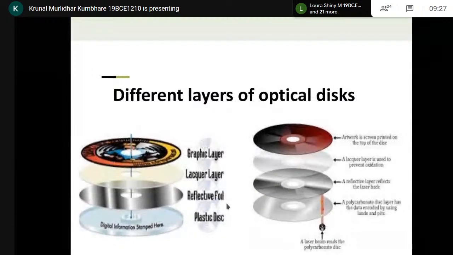Okay. So I will be talking about the construction of optical disc. These are the different layers. First layer is the graphic layer. This is the layer where we see the company logos and other written stuff using pen or pencil. And then comes the lacquer layer, which is used to prevent oxidation. That is this layer. Then comes the reflective layer that reflects the laser back, that is the read head laser. Then a polycarbonate disc layer, where the data is actually encoded using lengths and bits. Usually bits are 0 and lengths are 1, but it may vary according to the company.